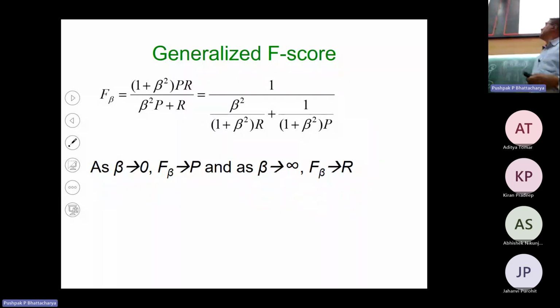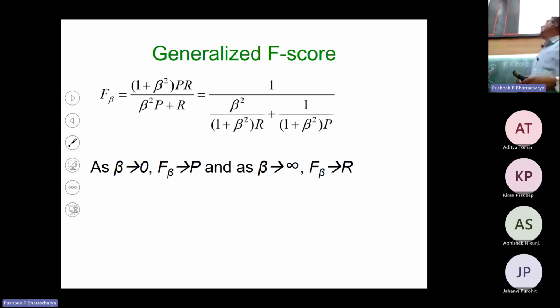Now this can be written again as 1 by beta square by 1 plus beta square R plus 1 by 1 plus beta square P. As beta tends to 0, F beta tends to P. Okay, so a low value of beta will mean the precision is given more importance. And if beta tends to infinity, then F beta tends to recall. So as beta increases, recall is given more importance.